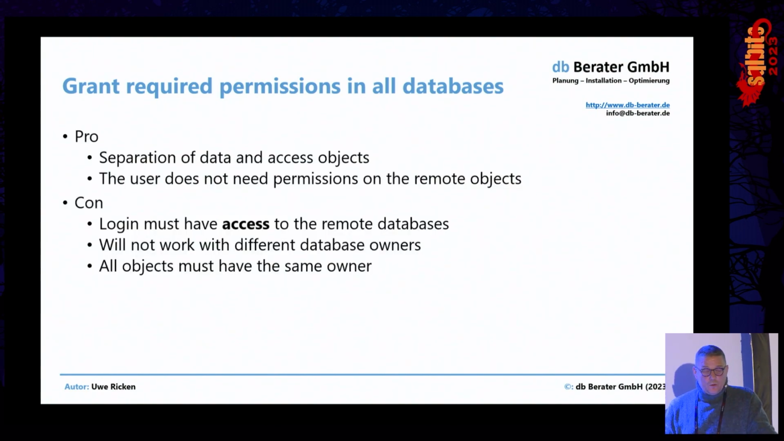What is this chaining? Separation of data and access objects. The user does not need permissions on the remote object. That makes sense. The cons are the login must have access to the remote database. This is a step every DBA always has to do, or the application is doing it for you. It will not work with different database owners, because then we break the owner chain. All objects must have the same owner.